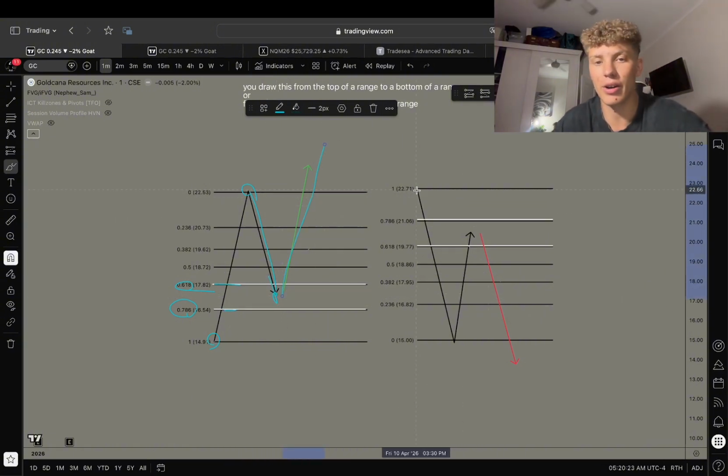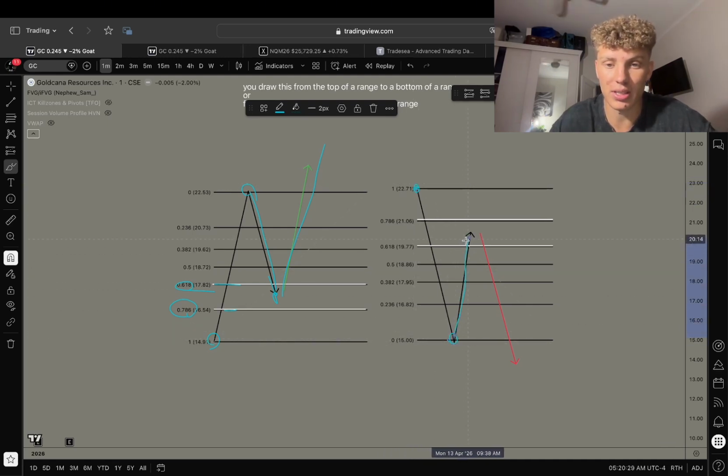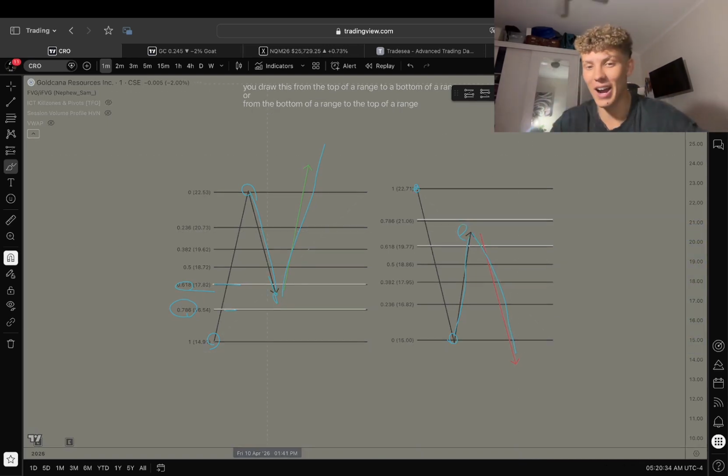And it's the same for bearish. We have a range high here and a range low here. We look for a retrace into this level to move lower. It'll make sense right now, hopefully.